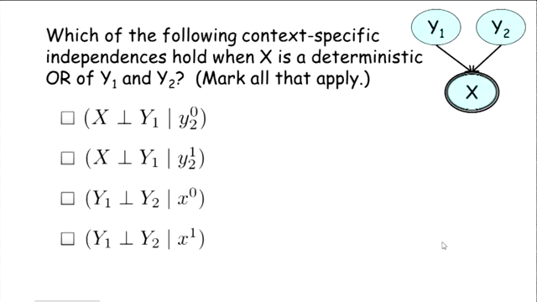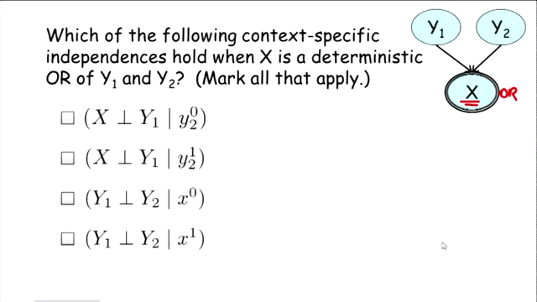So let's look at why context-specific independence might arise when we have particular internal structure within a CPD. Let's consider the case that X is a deterministic OR of Y1 and Y2. The question is, what form of context-specific independence holds when X is this deterministic OR? Let's look at these statements one at a time.